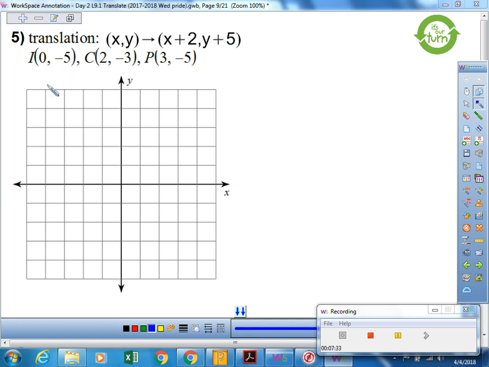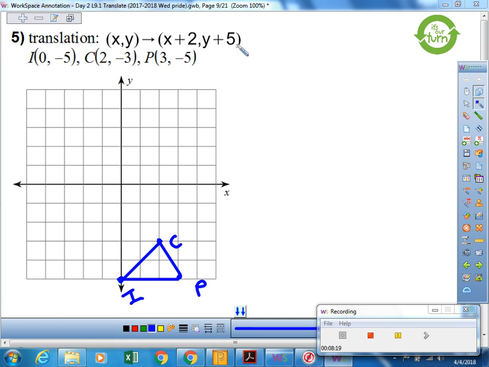Plot your pre-image. So I'm going to go over 0, down 5. Right here. And that is I. And then I'm going to go over 2, down 3. That is C. And then over 3, down 5. And that is P. Then I'm going to connect the dots. So there's my pre-image.